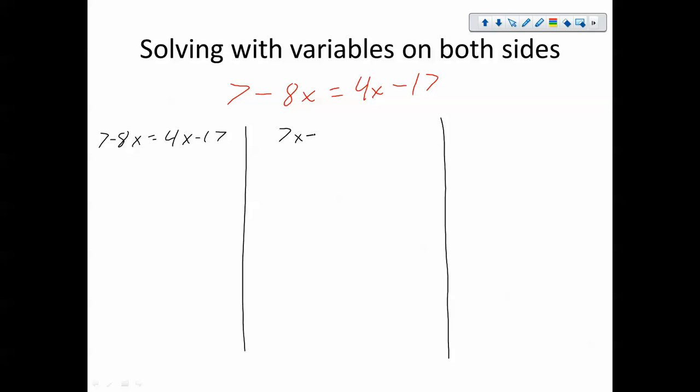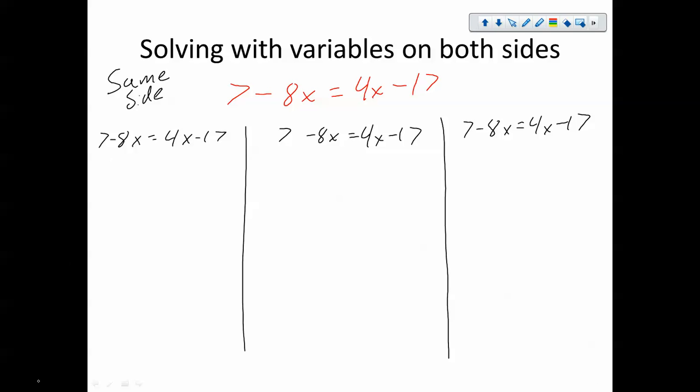Let's do each of these, oops, that's not 7x. Let's do each of these using a different order each time, and you will see that in the end we're going to end up with the same answer each time because it's the same equation. We have a little bit of freedom in the order in which we do things. The main thing we need to do here is get the variables on the same side, right? We need variables on the same side.